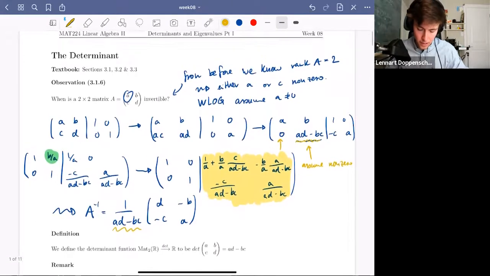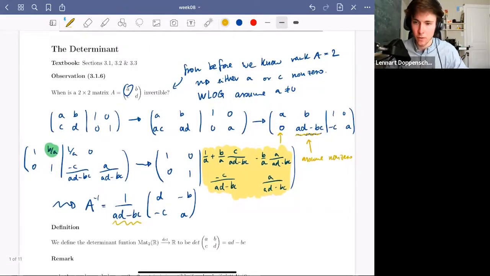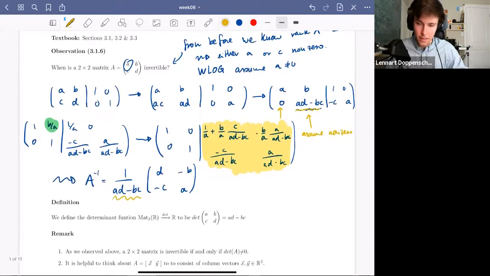So what is this expression that we need to be non-zero, and how does it behave? The natural thing to do is to give this a name, because it is very useful for analyzing 2x2 matrices. So I define the determinant as a function going from 2x2 matrices into the real numbers, and I just define it to be this expression that we found above, AD minus BC.